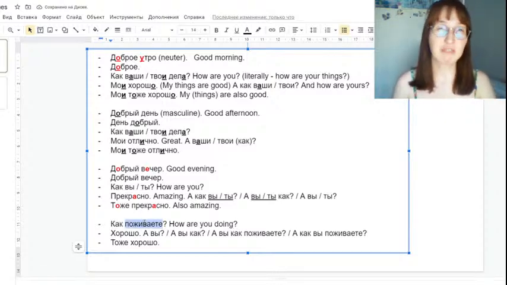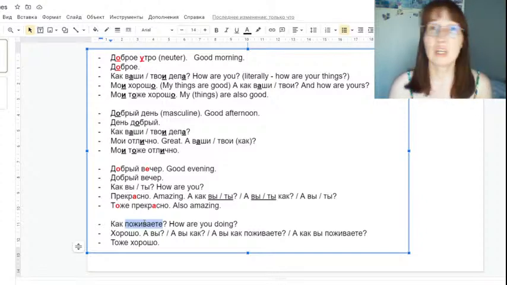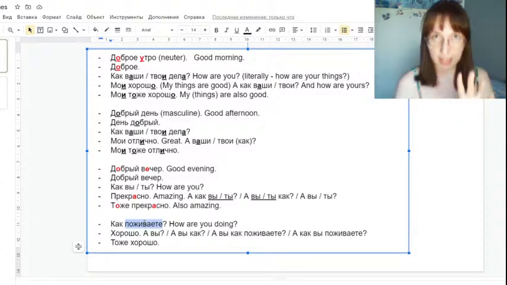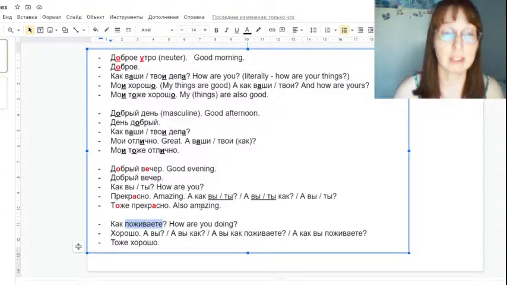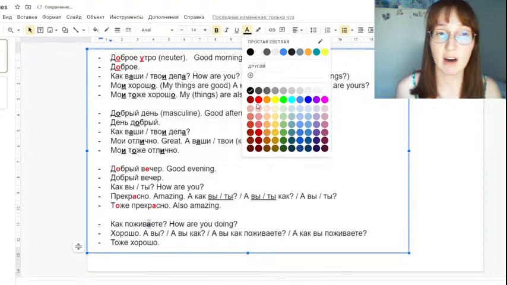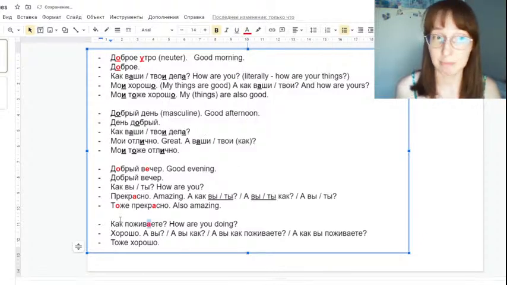But поживаете literally means living. How are you living? It's one of the meanings, okay? Literally, not how are you doing, but how are you living? Как поживаете? The stressed vowel is a.